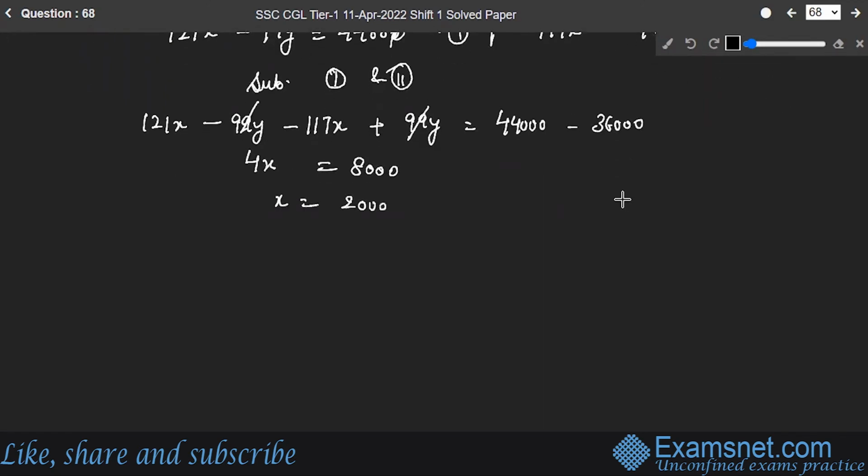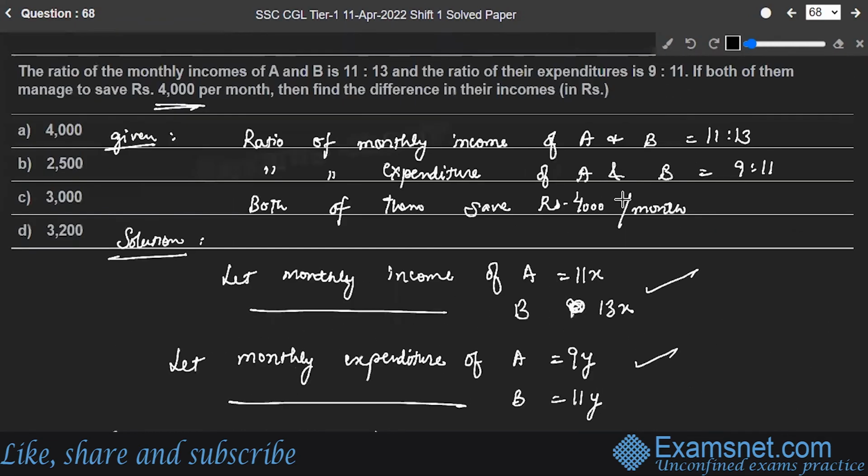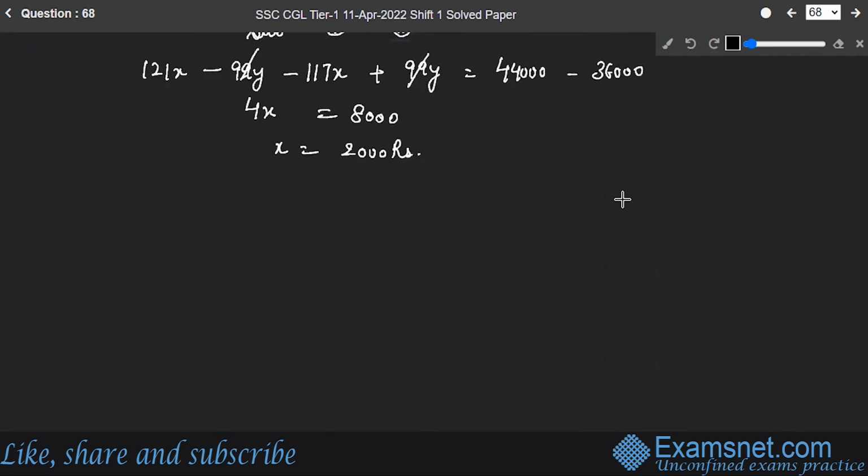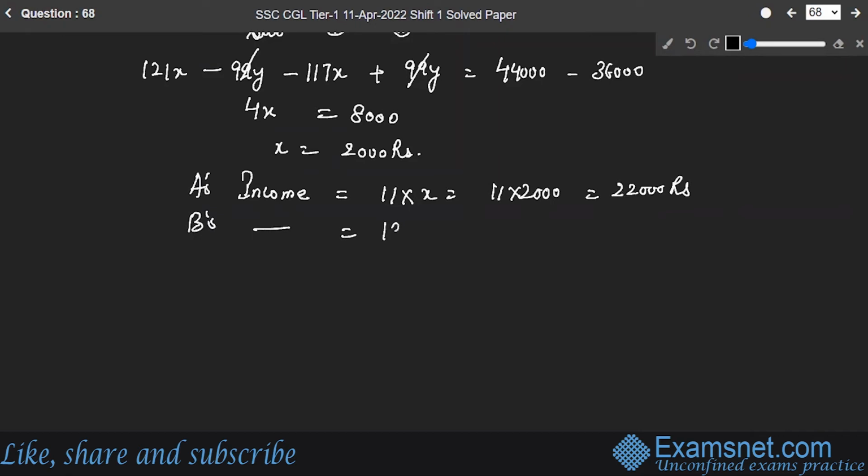All right. So what in the question you have to find out? The difference in their incomes. Their income we assumed as 11x and 13x. So let's find out their incomes. A's income is equal to 11x, that is equal to 11 into 2000, which is equal to 22,000 rupees, and B's income is equal to 13 into x, which is equal to 13 into 2000, which is equal to 26,000 rupees.